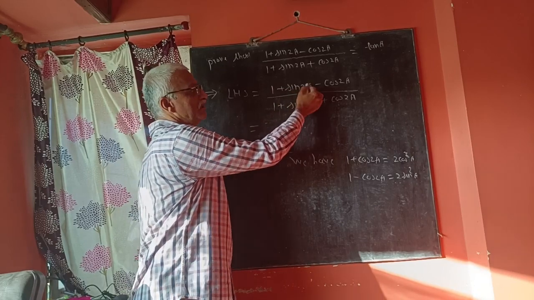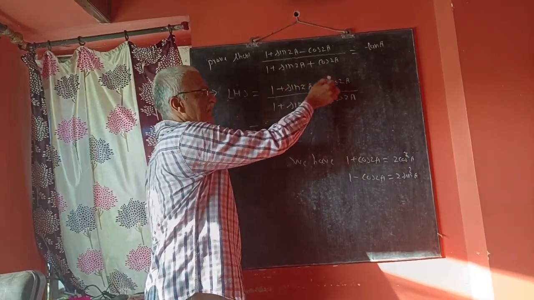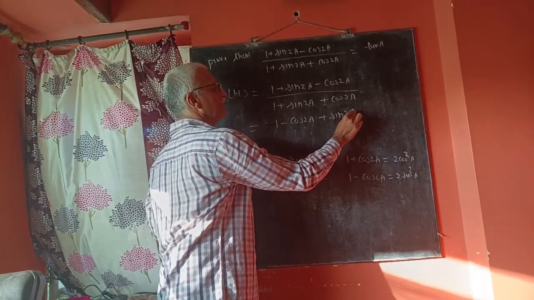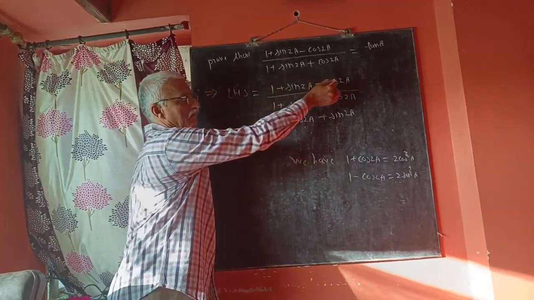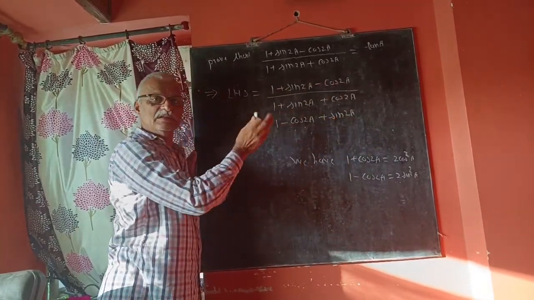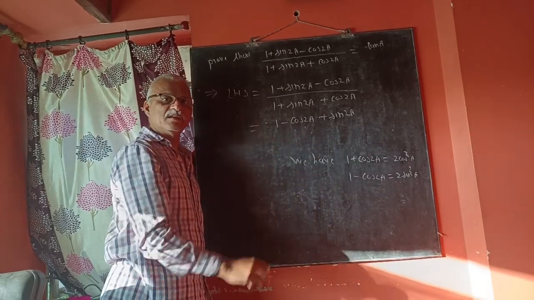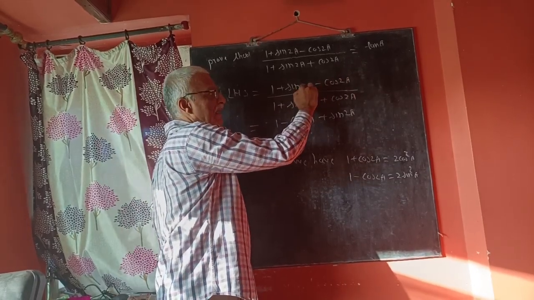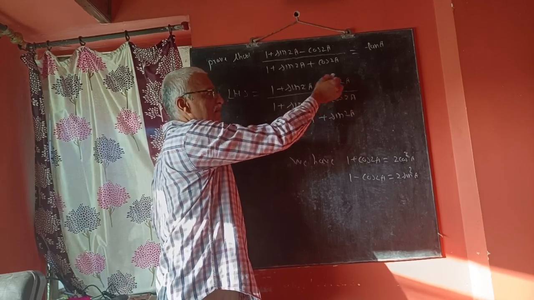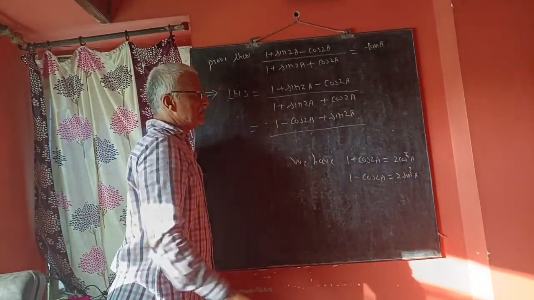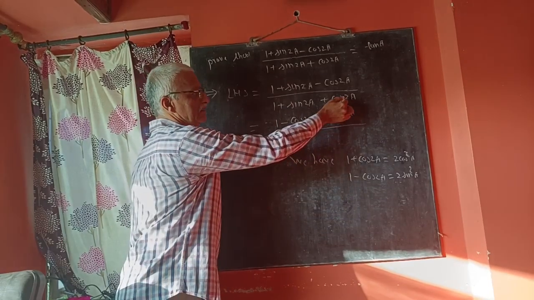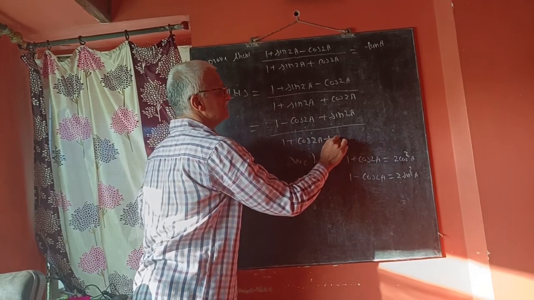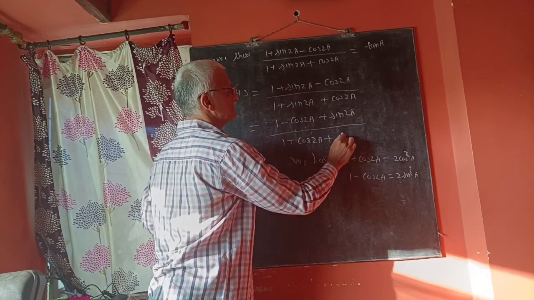So here, 1 plus sin 2a minus cos 2a, I can rearrange as 1 minus cos 2a plus sin 2a. Just shuffling the terms here and there. In the denominator, I write the third term as the second, so it becomes 1 plus cos 2a plus sin 2a.